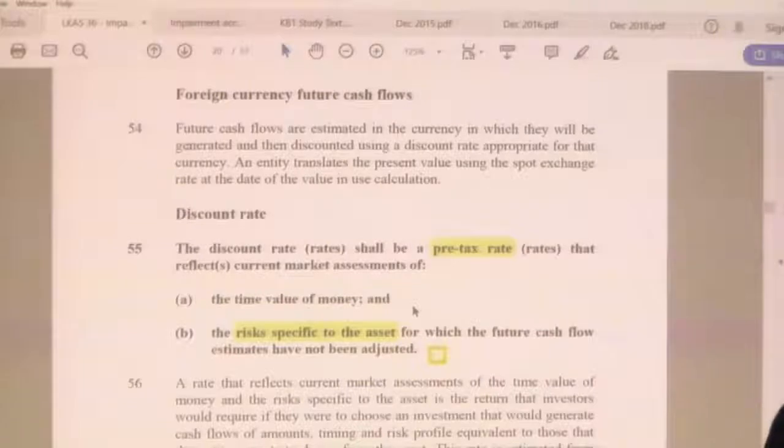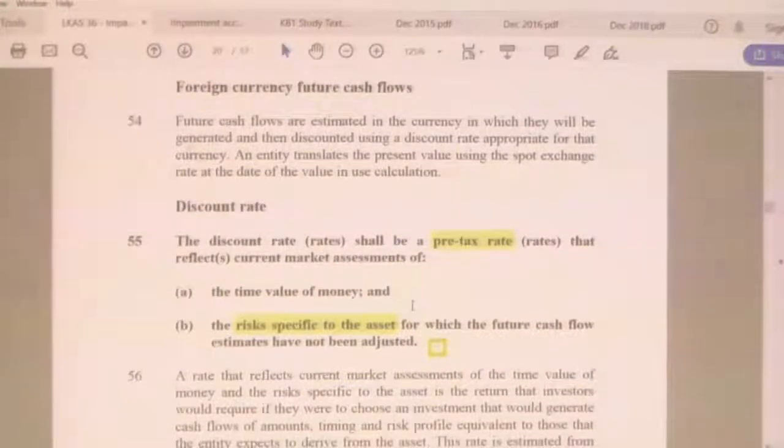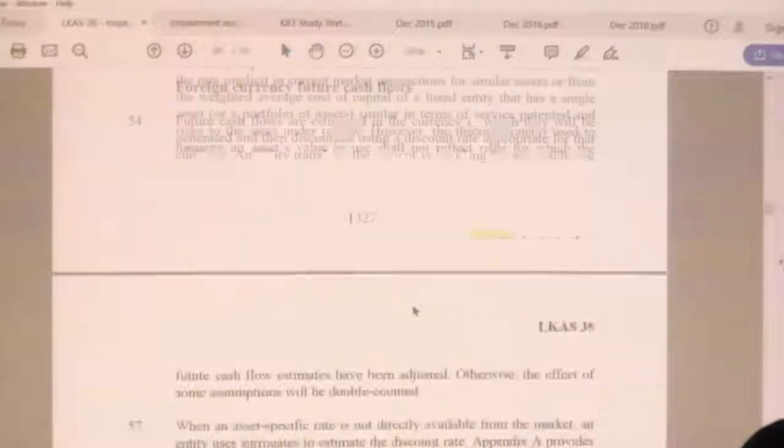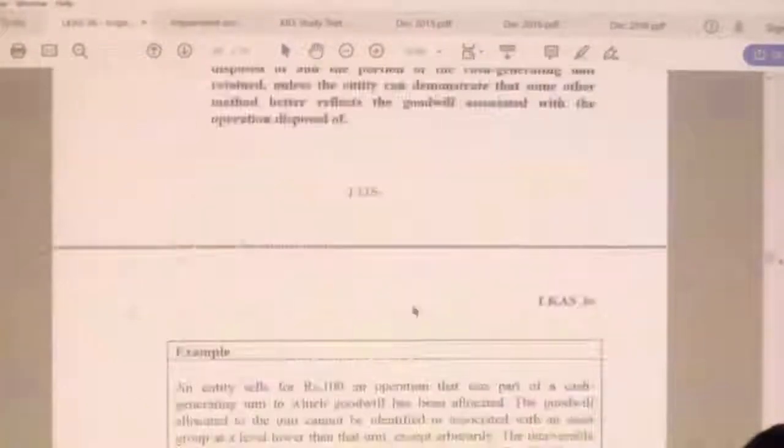Not only in 55, take A17 and A18, which explain how to take this. The A means appendix, right?